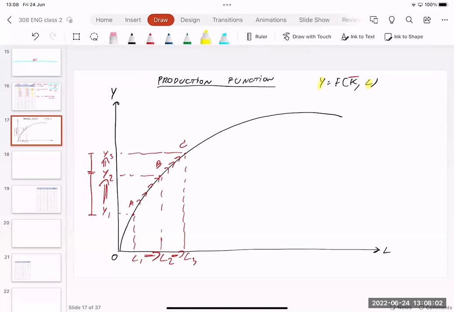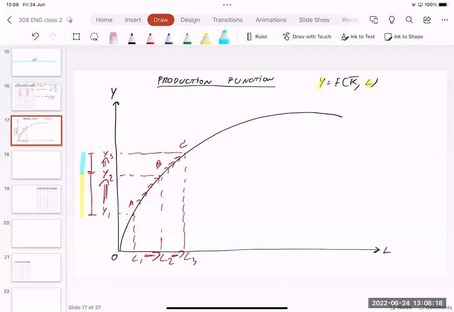The first unit of labor that you add into the economy helps you produce a lot more. But with the second unit, you can increase your production, but it's smaller than the first one. This comes from the law of diminishing returns.